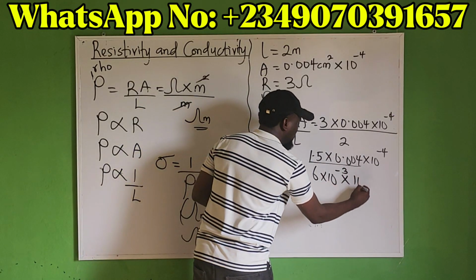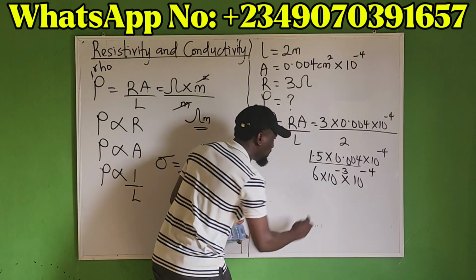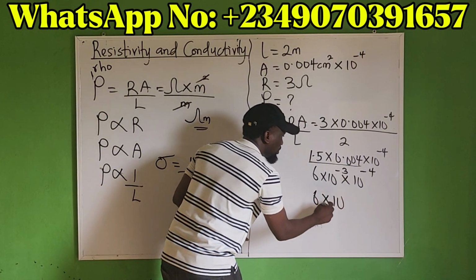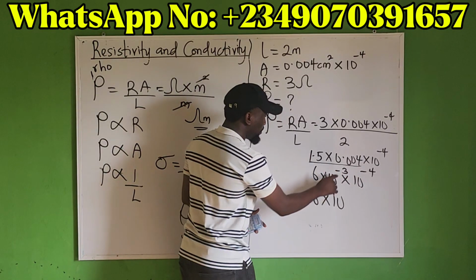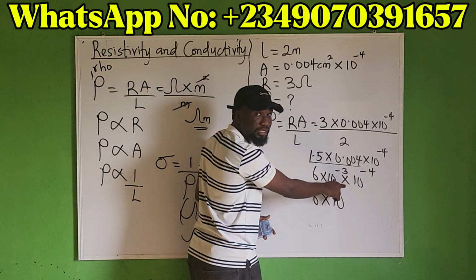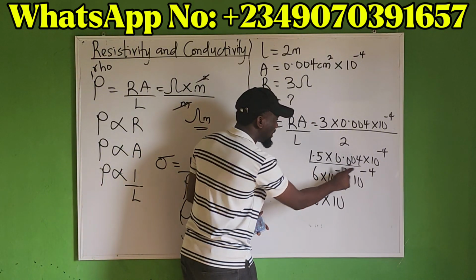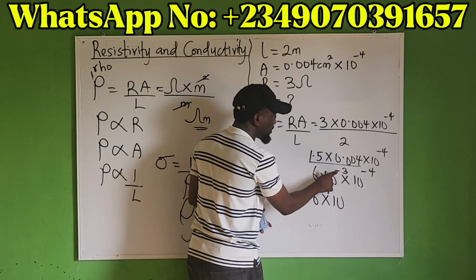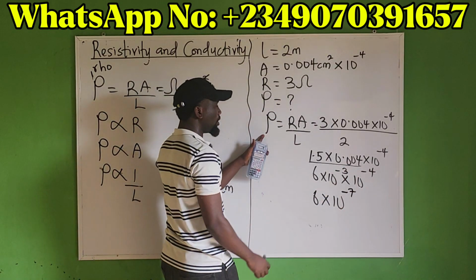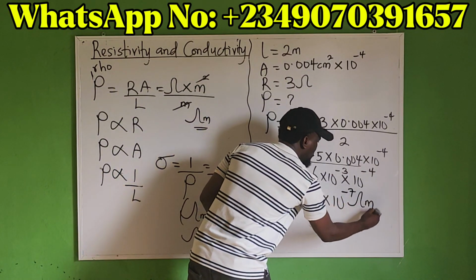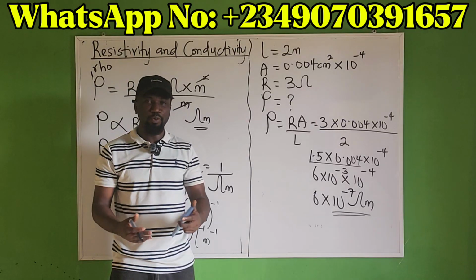Then multiply by 10 raised to power negative 4. So applying the law of indices now, this will give us 6 multiplied by 10. You just have to pick one of the bases. So negative 3 and negative 4. Since we are multiplying the bases, it is going to change to addition. So I'm going to add the powers. Minus 3 plus negative 4 will give us negative 7. And what will be the units? That will give us ohm meter. So the answer is 6 times 10 raised to power minus 7 ohm meter.